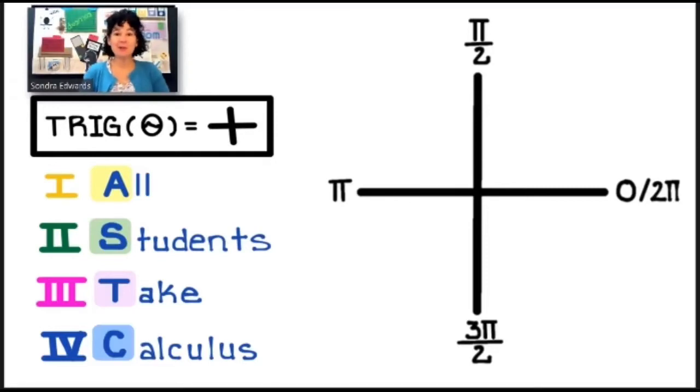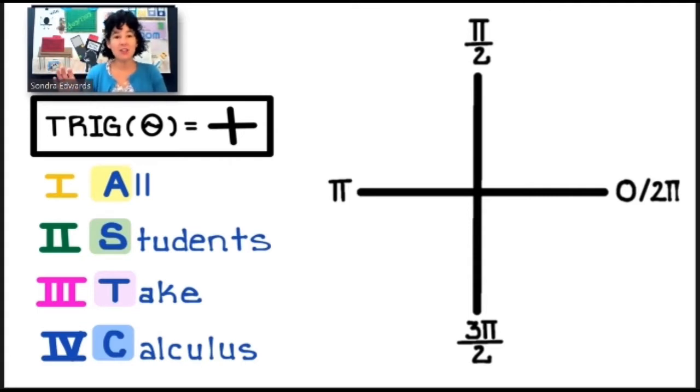Hello, I am Mrs. Edwards, and today we're going to evaluate all 6 trig functions given a point on the terminal side of an angle. I have here a mnemonic device just to help you remember which quadrant each of the trig functions is positive in. Now, this mnemonic device is used for your main trig functions, sine, cosine, and tangent.